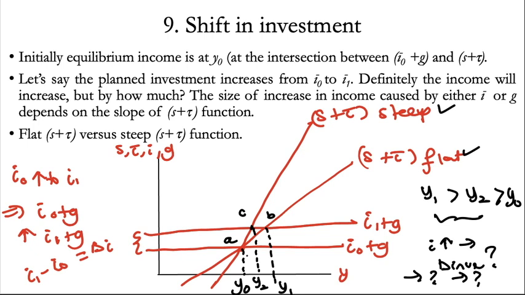So how do you explain this intuitively? Same thing, if I increases from I0 to I1, forget about the flat leakage curve, look at the steep leakage curve. What happens? Equilibrium increases from A to C. But in between, how does it happen? Then you need to explain the intuition as well.